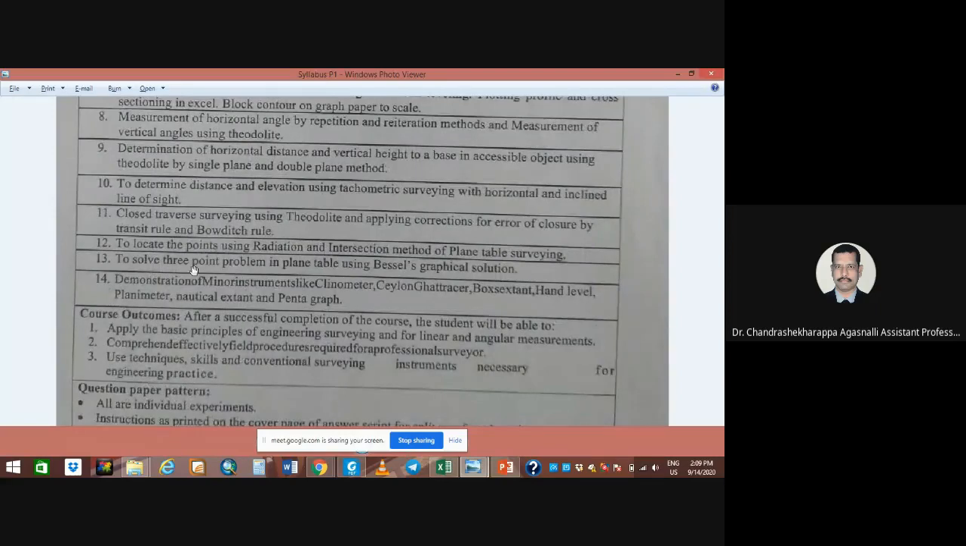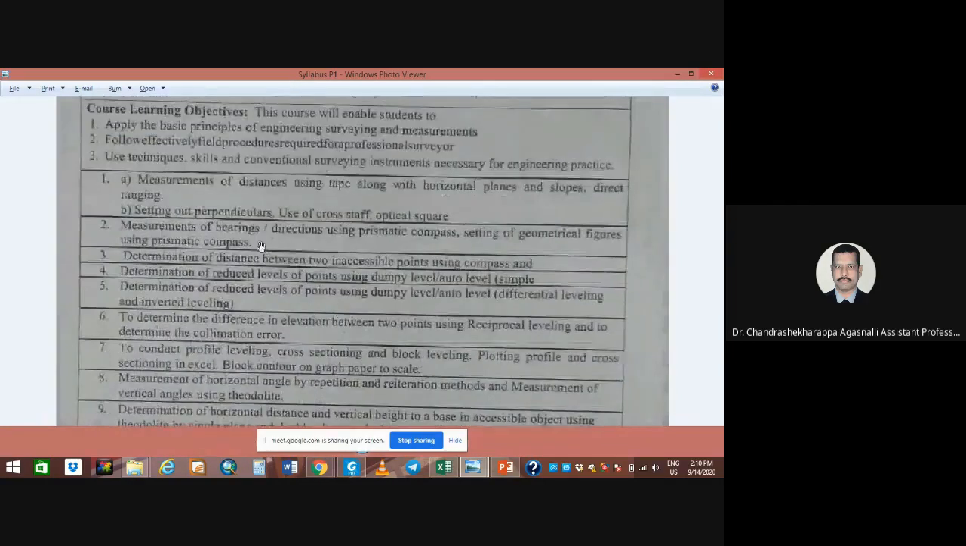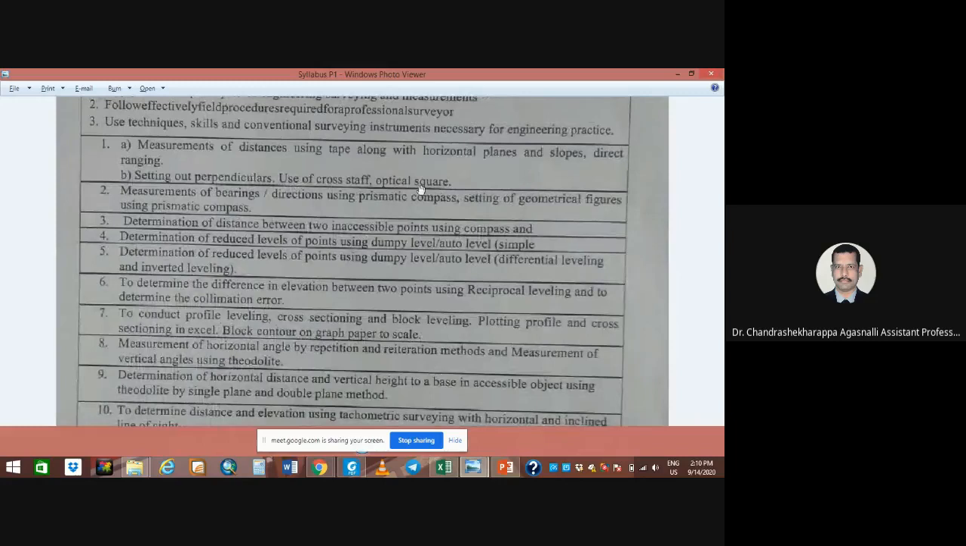And the next one is just to solve the 3 point problem in plane tables using Bessel's graphical method. The last one is the demonstration, that's hand level and planimeter. And last time you did the total station training for that. That's how the total syllabus content is.